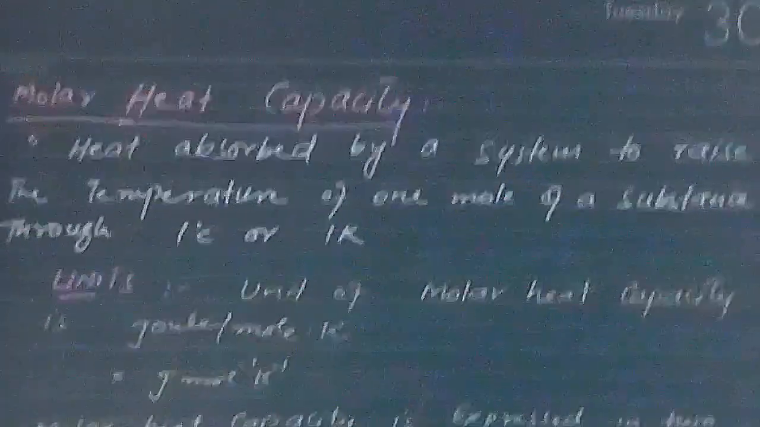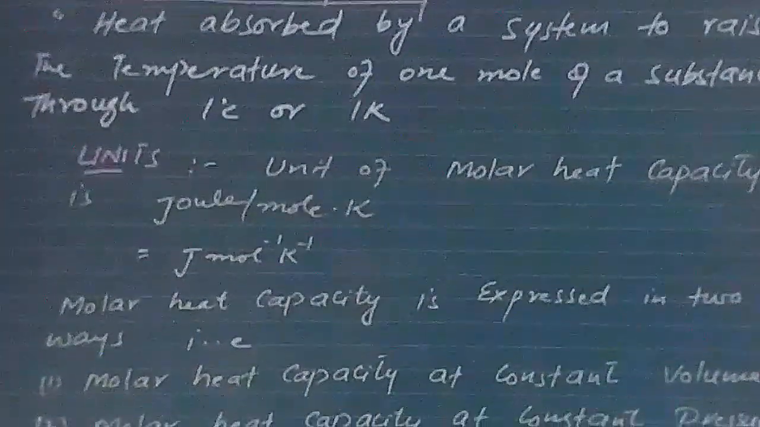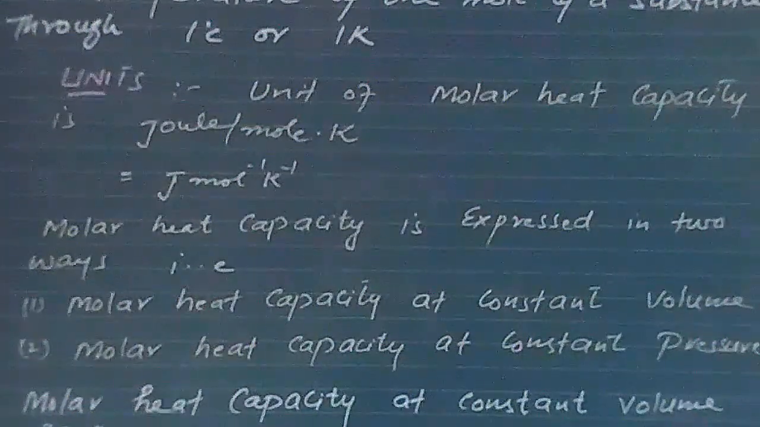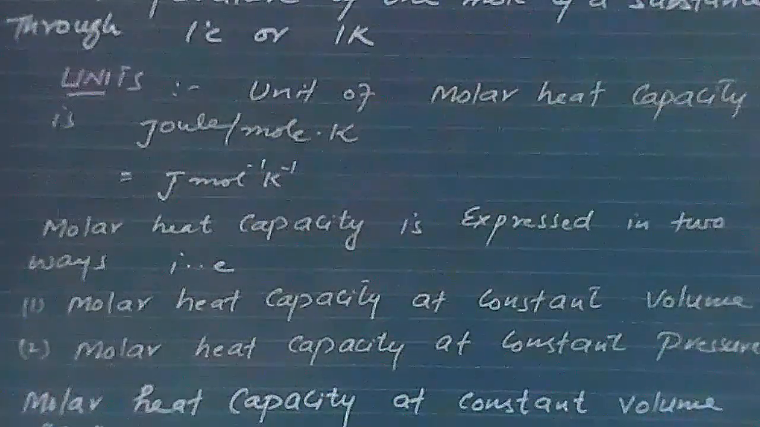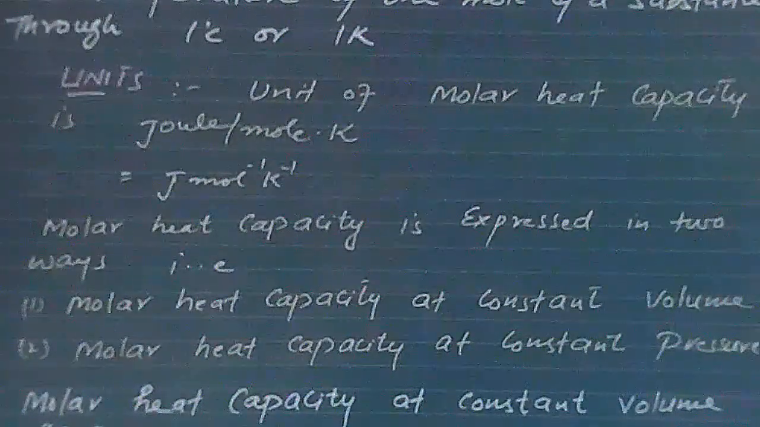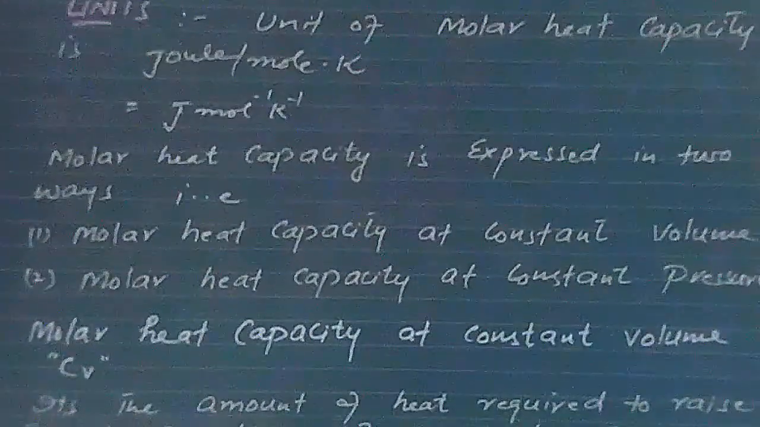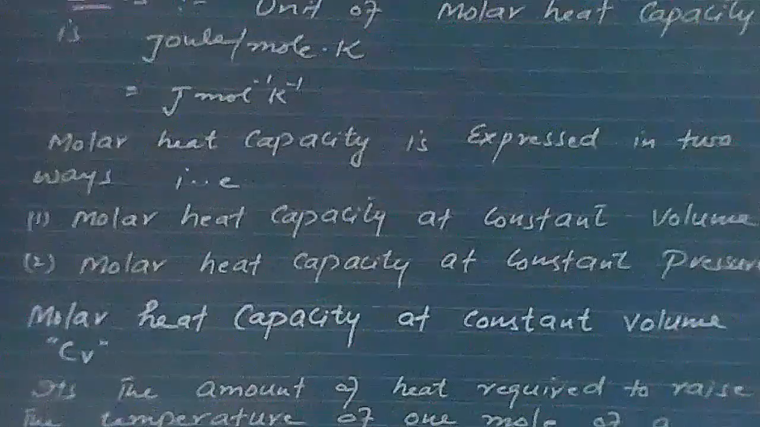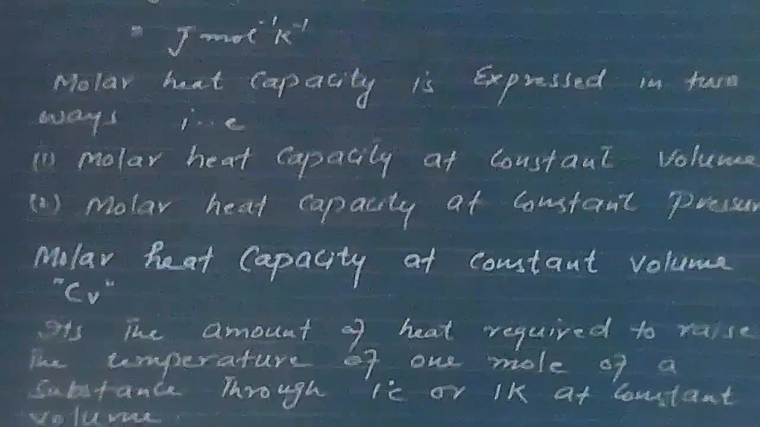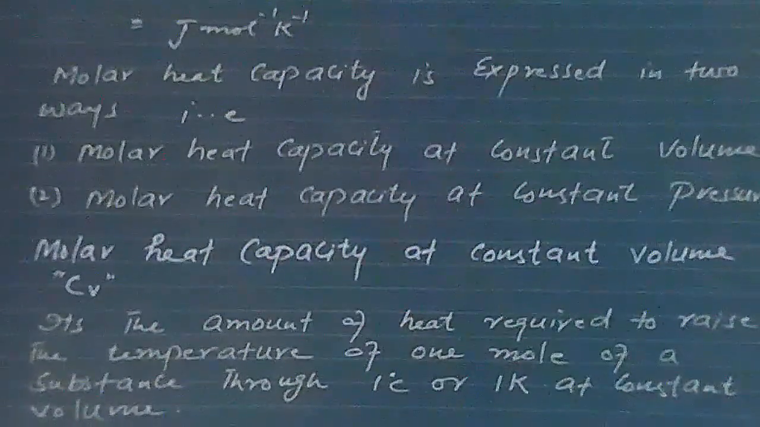Now what are the units of molar heat capacity? It is measured in joule per mole per Kelvin. Molar heat capacity is expressed in two ways. It may be molar heat capacity at constant volume, or molar heat capacity at constant pressure. Molar heat capacity at constant volume is represented by Cv and molar heat capacity at constant pressure is represented by Cp.